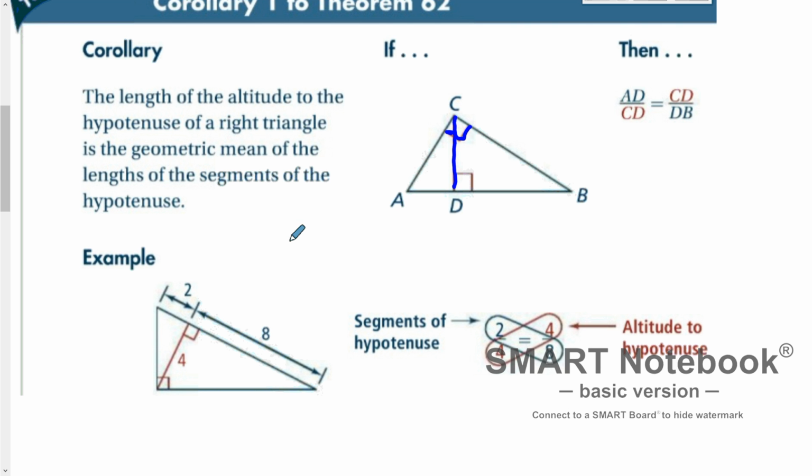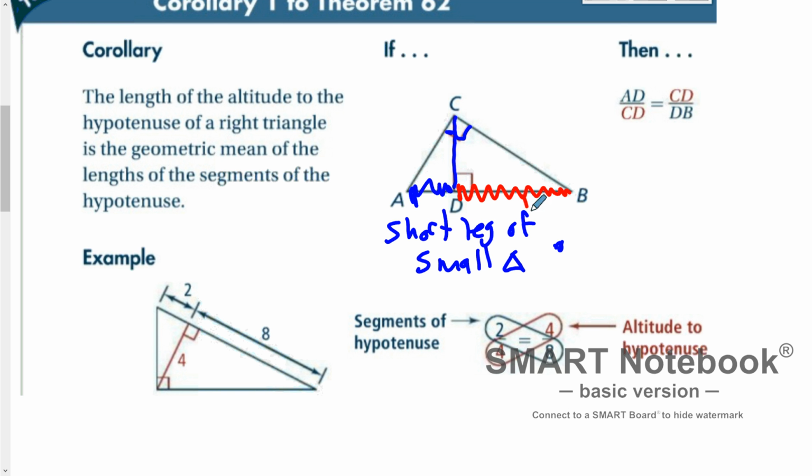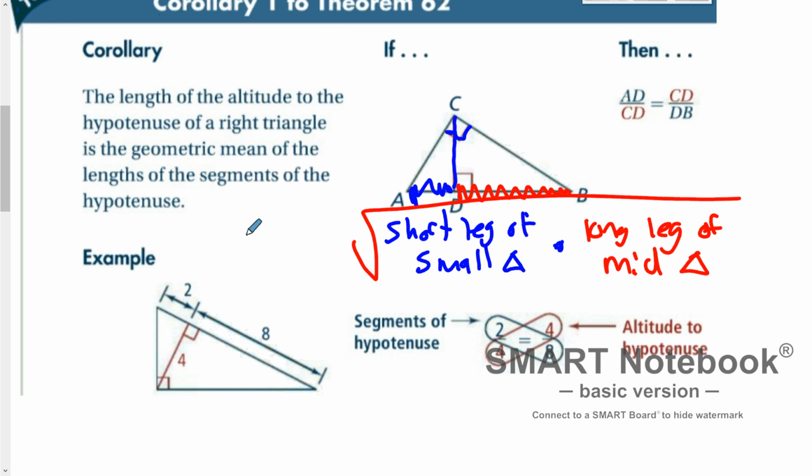So if I want to find that, I just find the geometric mean between AB here. So that'd be the short leg of the small triangle, and the long leg of the medium triangle. So I find the geometric mean between those two. Okay, so that is the altitude.